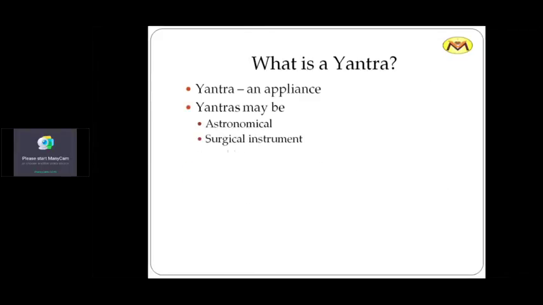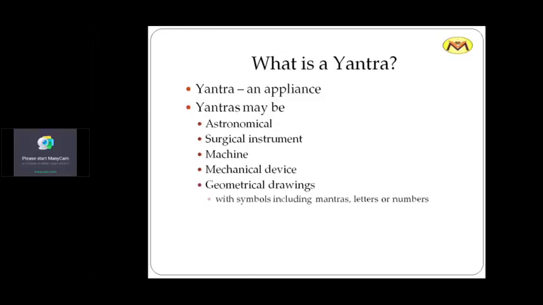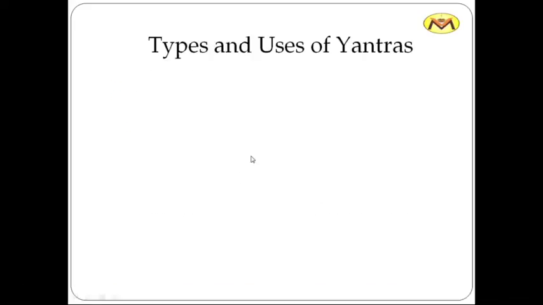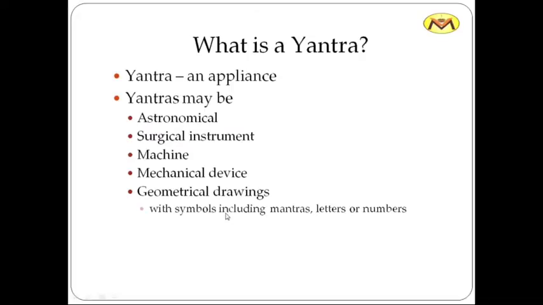Before we go to that, I'll just give you a glimpse of the different types of yantras that were used. Some famous astronomical yantras we can see in places like Jantar Mantar in Delhi and Jaipur, where a lot of astronomical instruments are placed, which were used for astronomical calculations, the movement of celestial bodies and things like that. Surgical instruments were also called yantras, and machines or mechanical devices. Basically, all these come under yantras. But we are going to look at these geometrical drawings, which include mainly some symbols and some shapes.